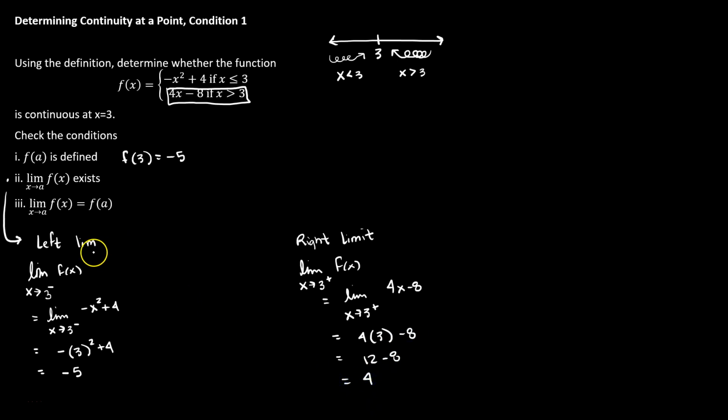We calculated the left limit, we calculated the right limit. Now we want to compare their values. The left limit was equal to negative 5, the right limit is equal to positive 4. These are not equal to each other, which means the two-sided limit does not exist. Which means we violated the second condition for continuity. This function is not continuous.